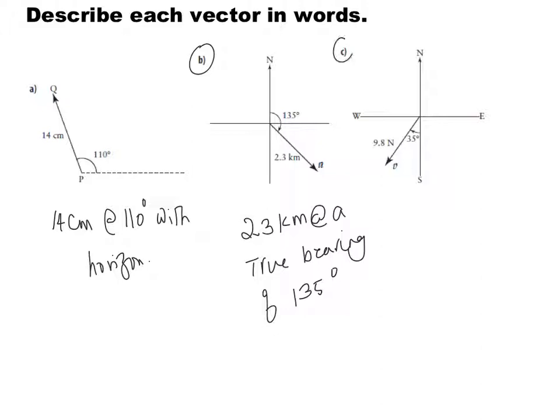The next one, C, since we are given an angle of 35 degrees with south, I can use the quadrant bearing and I can say 9.8 Newtons, and I can say south 35 degrees west.